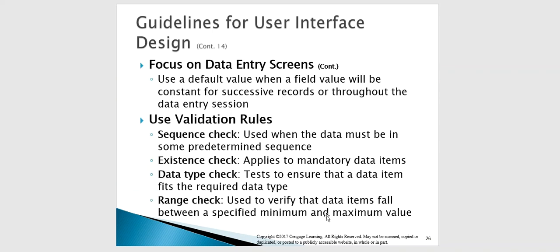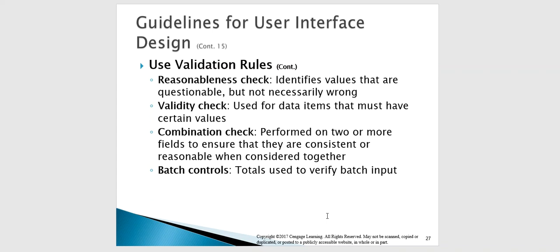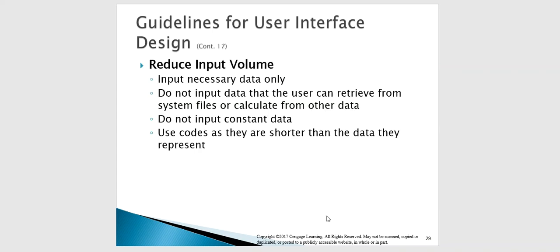Validation is also very important. Talking about validation rules, if it's a range check, then you need to have a boundary so that you can verify the data items fall between a specific minimum and maximum value. Date check is also important. Data type check, existing check, and all that. We have all of these categories, and you can take a look at some of the further discussion about it, but that is something that you need to consider.